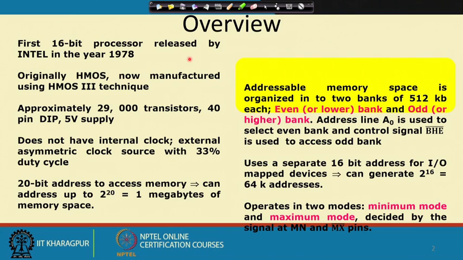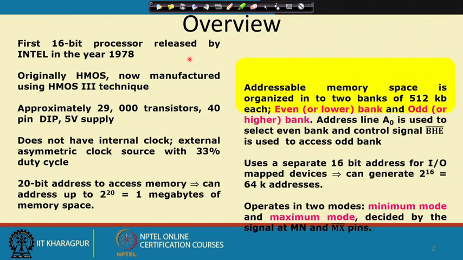Then the address is 20-bit address, compared to 8085 that had a 16-bit address. So, this can access 2 power 20, that is 1 megabyte of memory space, whereas 8085 had a 16-bit address bus, so it could access 2 power 16 or 64K address space. The addressable memory space is organized in 2 banks of 512 KB each: the even or lower bank, and the odd or higher bank.